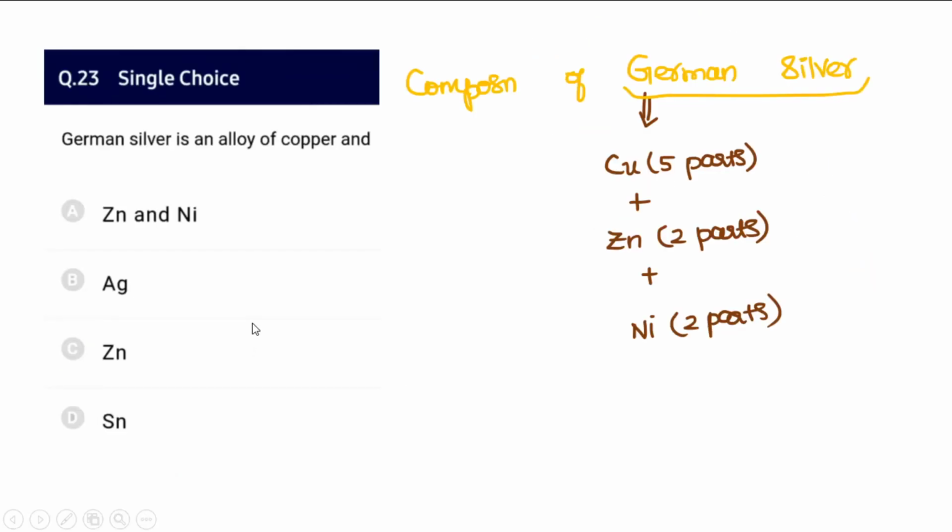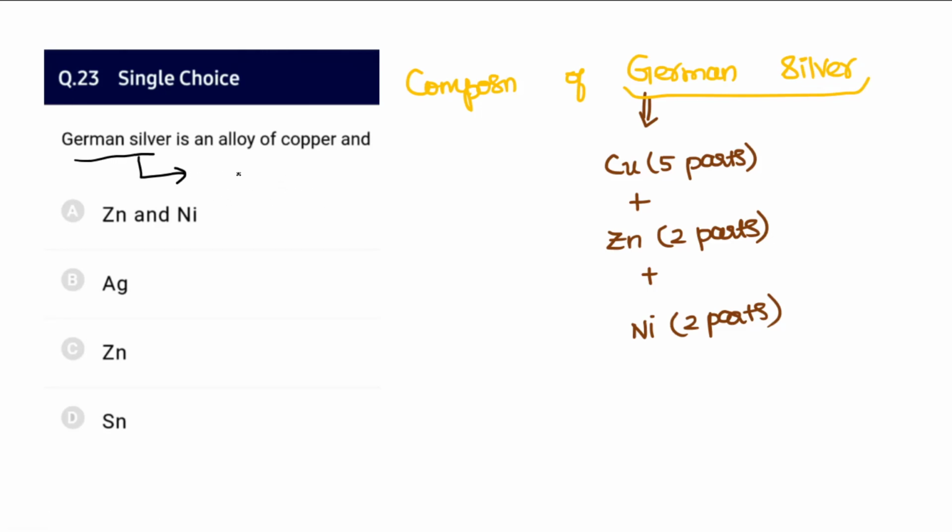And 23, German silver. Many of you get fooled by the word, thinking German silver should contain copper and silver, but it does not have any silver at all. Okay, so this is very important, and remember this, it is very useful in future also. German silver, you don't consider the silver.